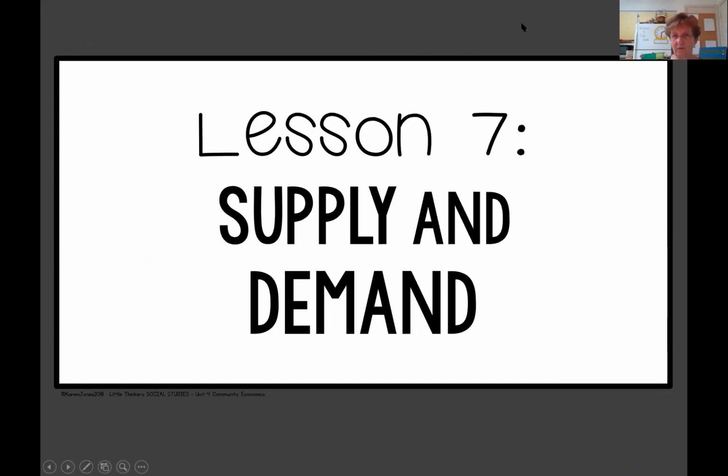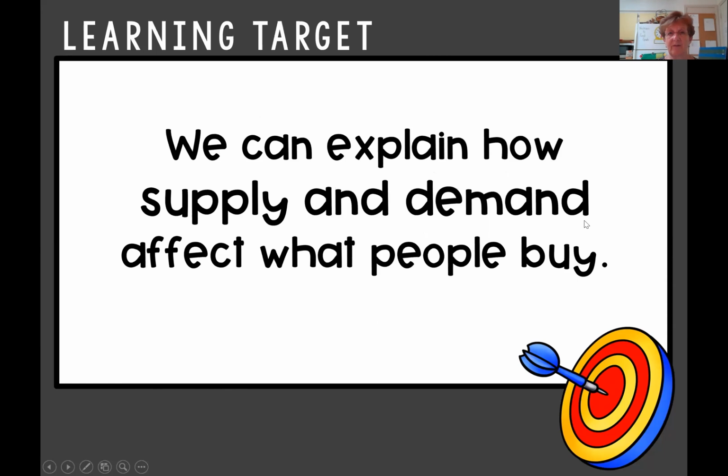All right, so today's lesson is supply and demand. And by the end of today's lesson, we should be able to explain how supply and demand affect what people buy. Okay, so in our social studies unit so far, we've been learning about how people work to earn money, buy goods and services, things they want and need, and how people can be both producers and consumers.